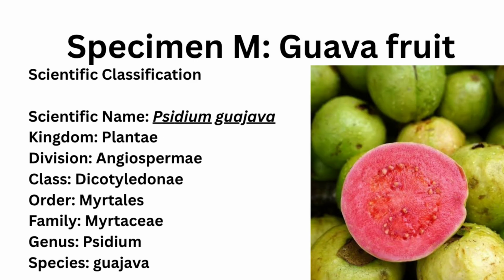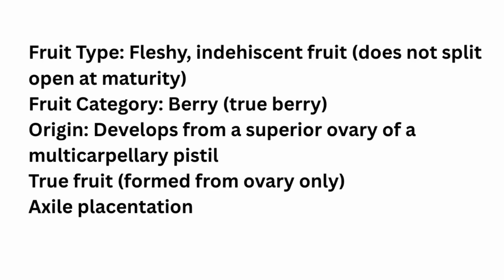Specimen M, guava fruits. The scientific name is Psidium guajava, under kingdom Plantae, Angiospermae, and so on. It is a fleshy fruit that does not split open at maturity, so it is an indehiscent fruit. So it is classified as a berry, or a true berry. It develops from the superior ovary of a multicarpellary pistil. It's a true fruit that is formed from the ovary only. Now it has axial placentation, in case you are asked.